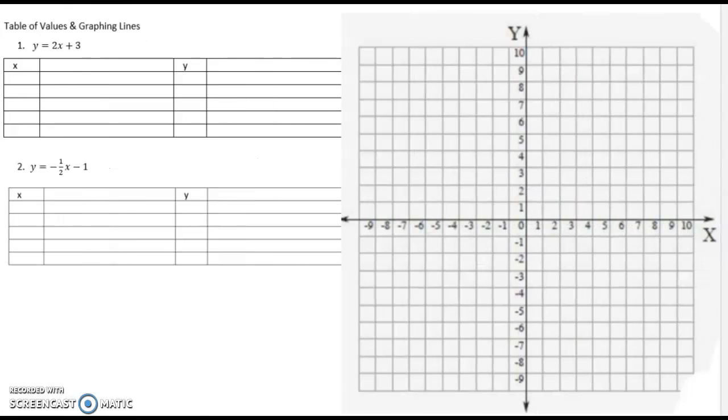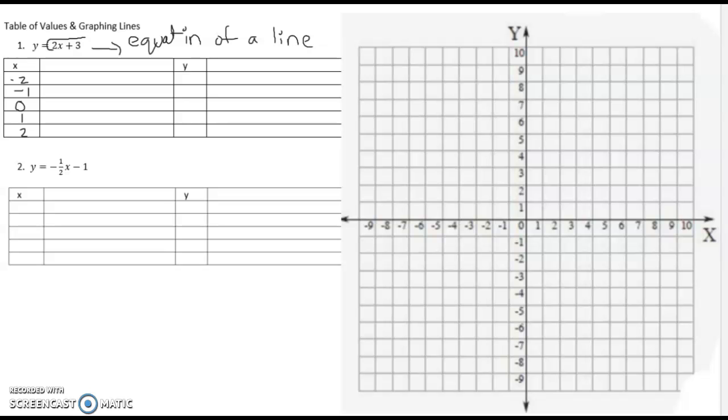Next, we have a table of values and the graphing lines. So the first one, we have the equation y equals 2x plus 3. So this form is called equation of a line. Alright, so when you're looking at the equation of a line, you have x coordinates and y coordinates. So first off, for x, I'm going to give you some values. I'm going to give you negative 2, negative 1, 0, 1, and 2.